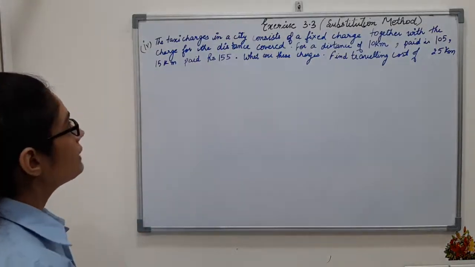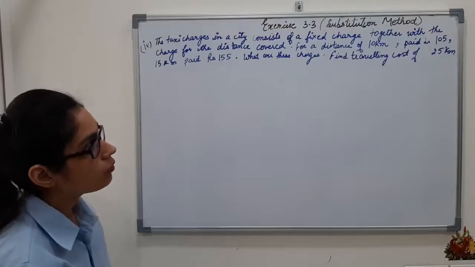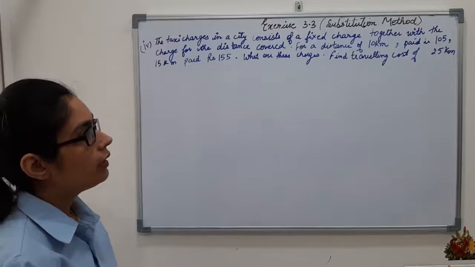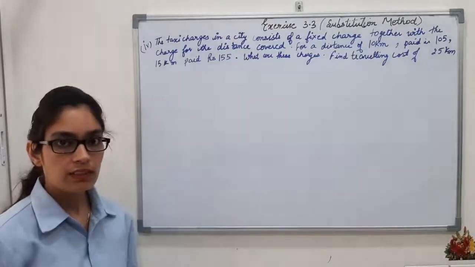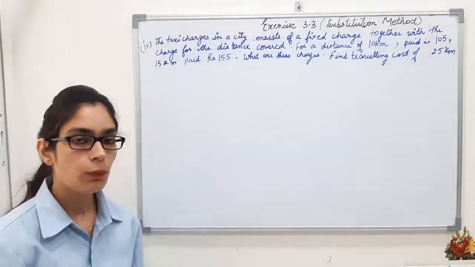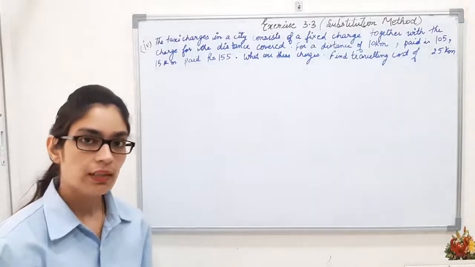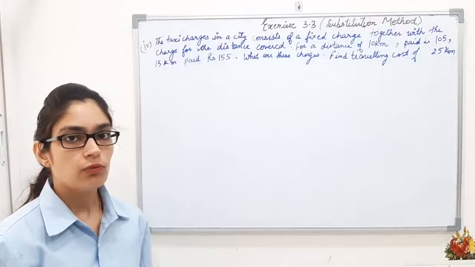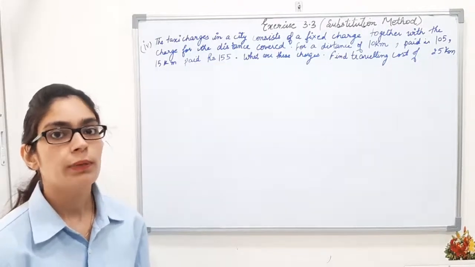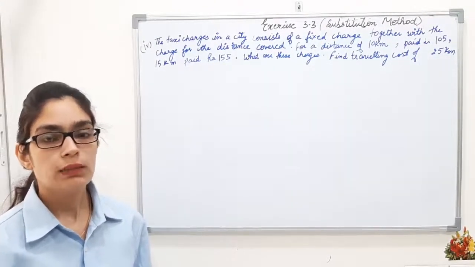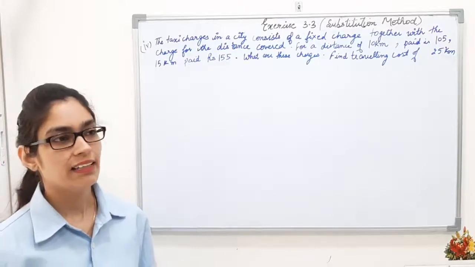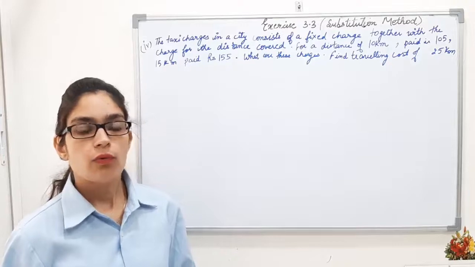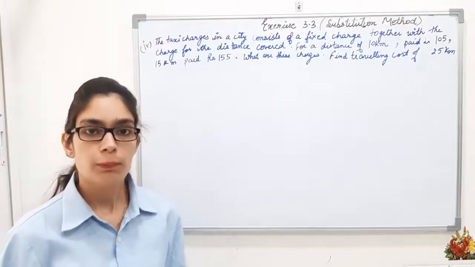The taxi charges in a city consist of a fixed charge together with the charge for the distance covered. Let's assume for fixed charges, they charge 20 along with a per kilometer charge. Like if you are traveling 5 kilometers, per kilometer is rupees 10, so 50 plus 20. The 20 is fixed. You can also take the example of your monthly phone rentals, like your phone bills.